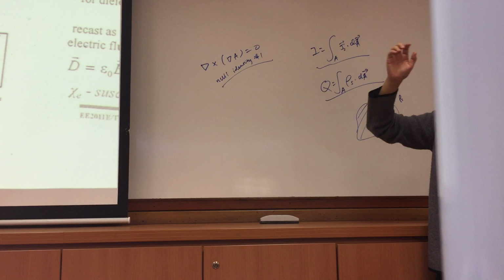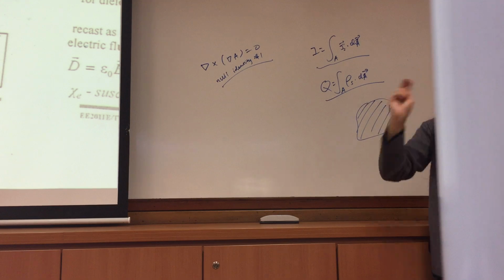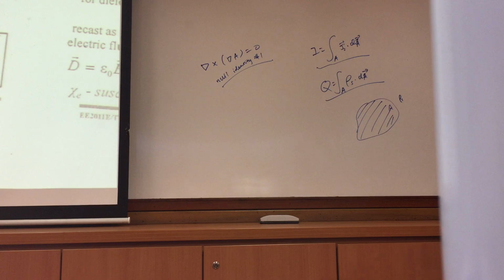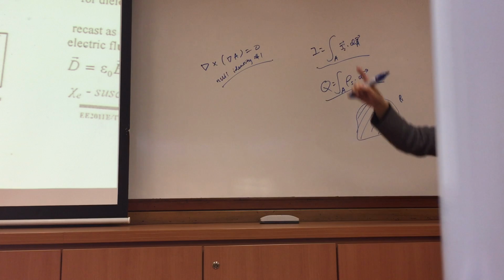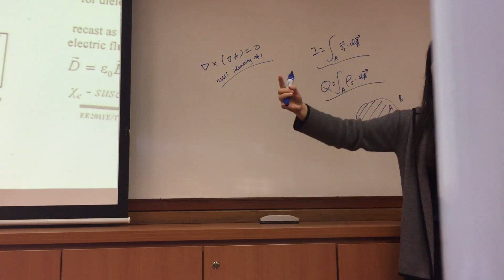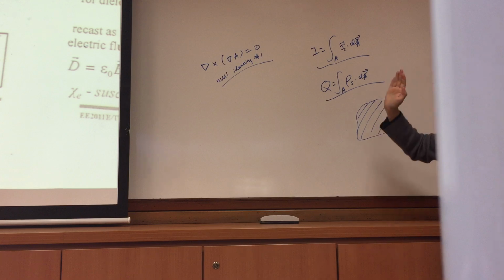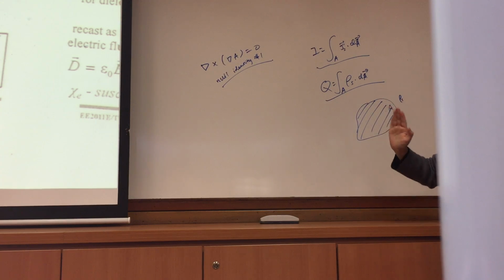Pi r square. But are there two sides? There are no two sides. What does JS mean? JS means how much current you have over an area. For the whole thing, this JS is defined over the cross section.